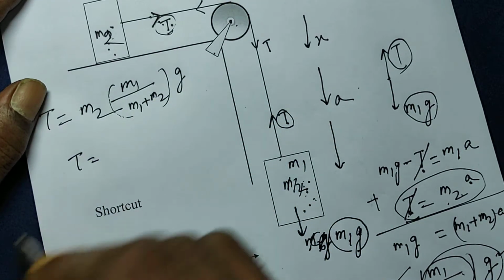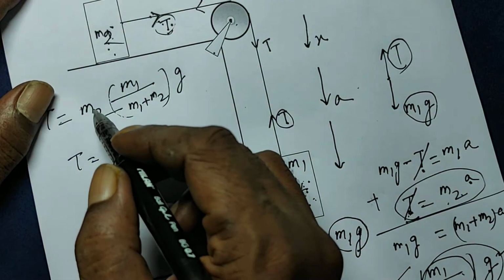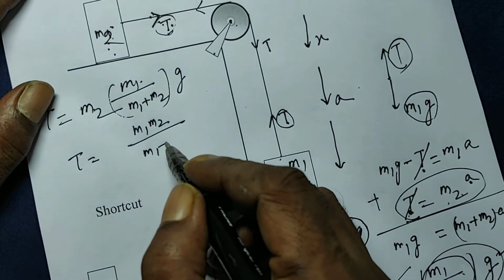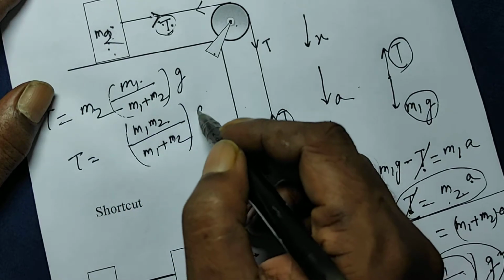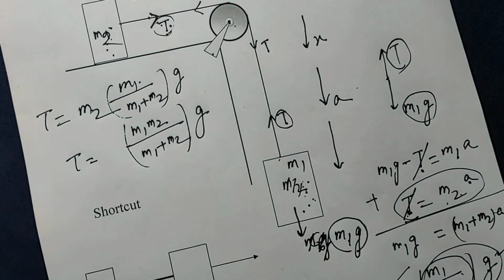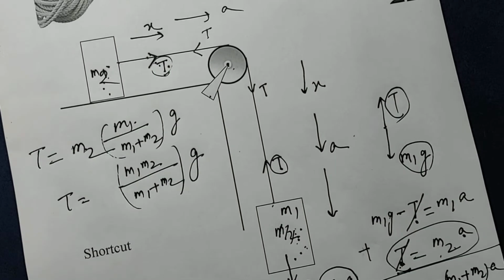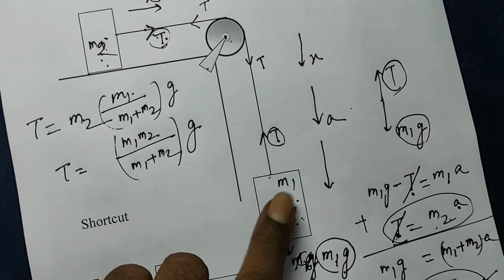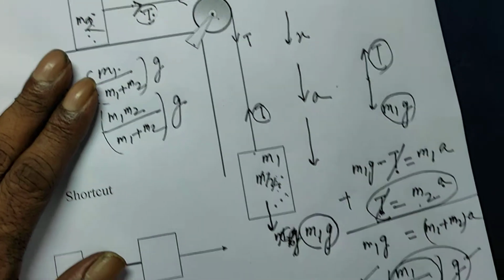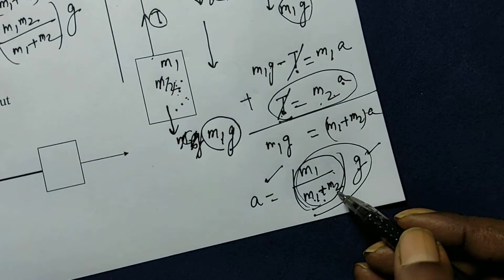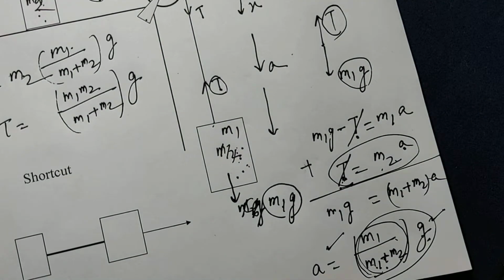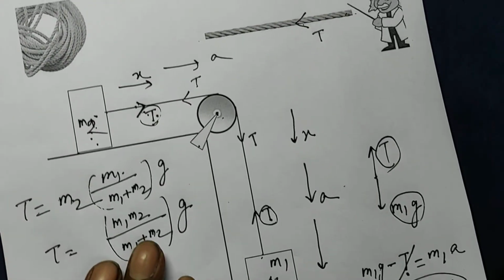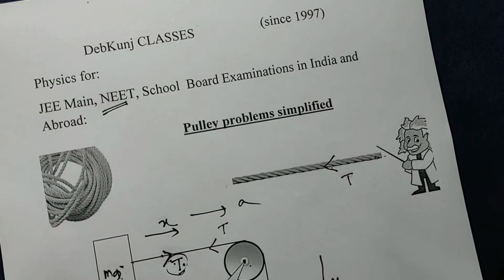Now to make it look a little better, I take m2 inside. So m1 m2 over m1 plus m2 times g is your tension. So since it is a fixed pulley, the acceleration of this and the acceleration of this m1 will be equal, and that will be equal to m1 over m1 plus m2 times g. Now how to do it quickly, in less than a minute?